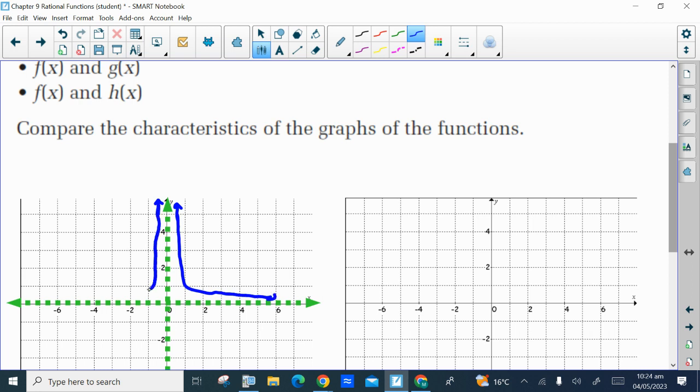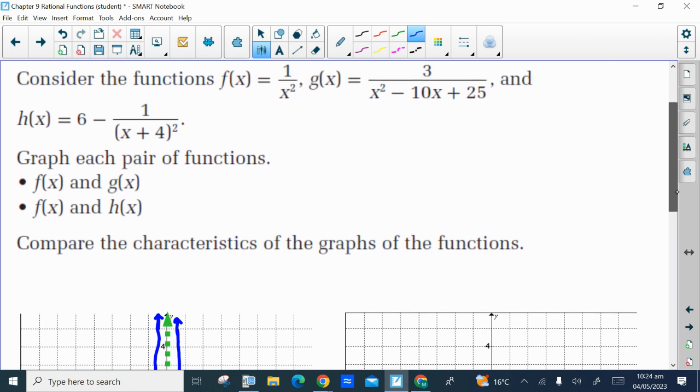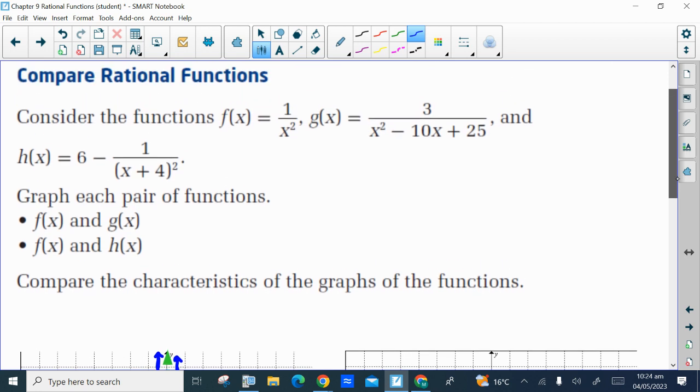Both of the arms are above the x-axis, because y is always positive. So this is the base graph, 1 over x squared. Now, g we can write as a transformation of 1 over x squared, and here's how.